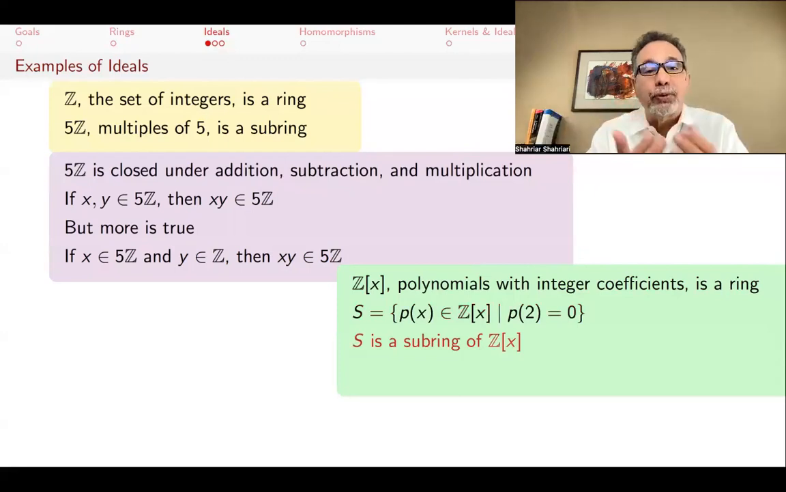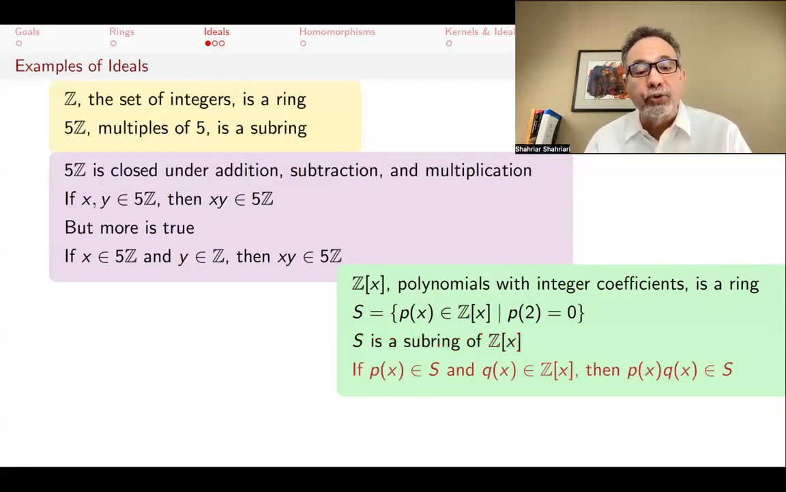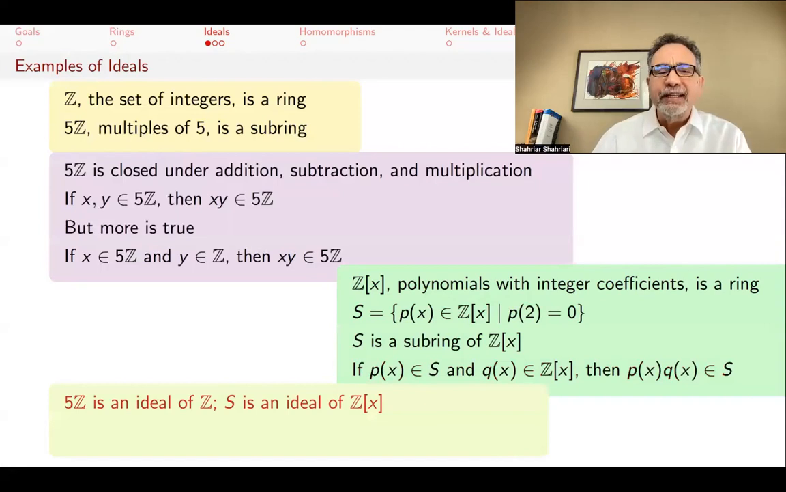If you have two polynomials that give 0 when you plug in 2 and add them, you still get a polynomial that gives 0 when you plug in 2. Same thing if you multiply them. But again, with multiplication, more is true. If you take any polynomial that gives 0 when you plug in 2, and multiply it by any polynomial, not necessarily one that is in S, you will still get something that gives 0 when you plug in 2. So again, 5Z is an example of an ideal of the integers, and S is an example of an ideal of the polynomials over the integers.